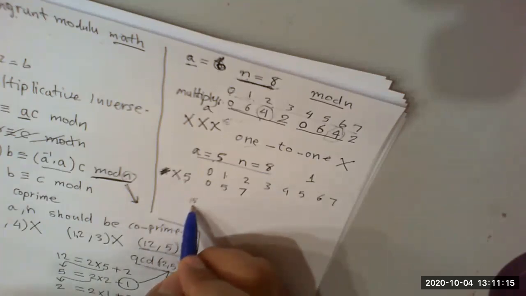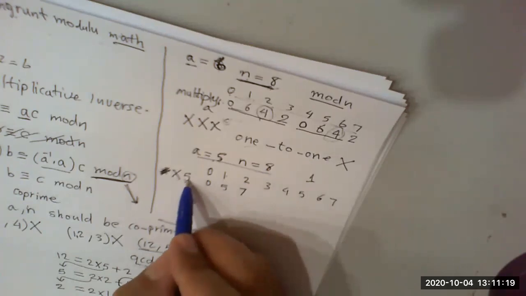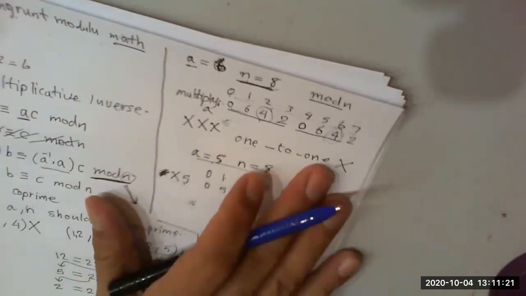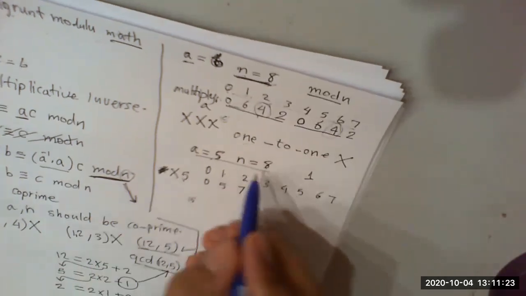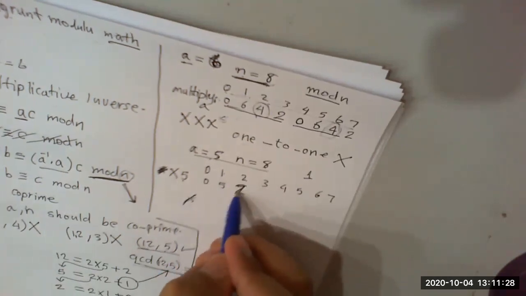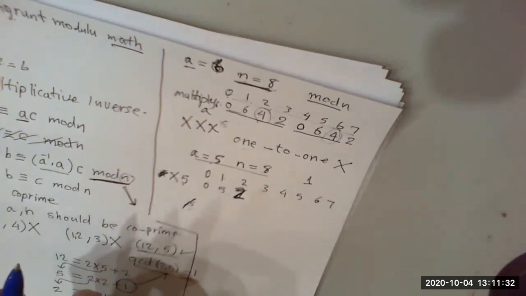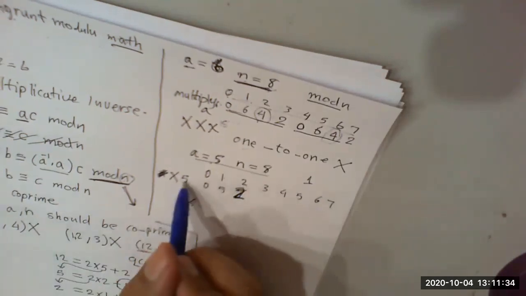Okay, let me check again. Doctor, honestly I didn't understand. 2 multiplied by 5 is, yes, 10. Yes, I confused you, sorry. It's okay, doctor, it's okay.